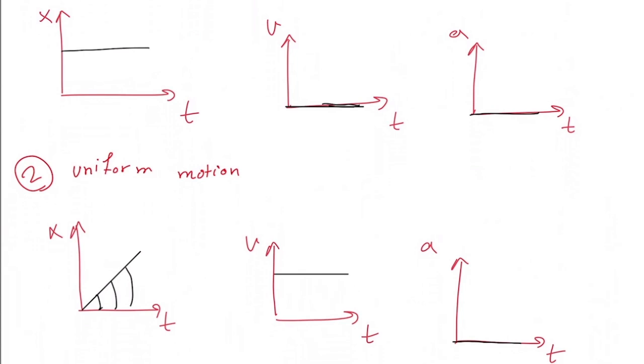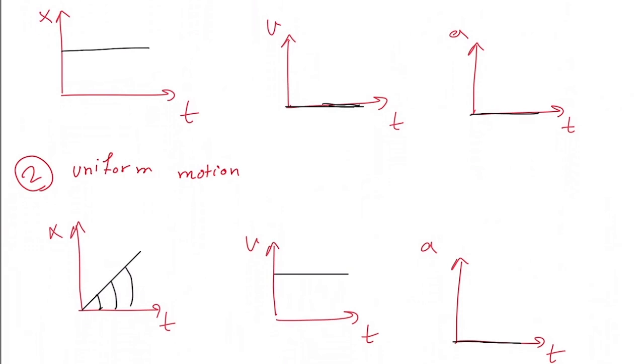We can find velocity from the position time graph and vice versa, and we can find the acceleration from the velocity time graph and vice versa. Let me show you how. The slope of the position time graph gives us velocity.